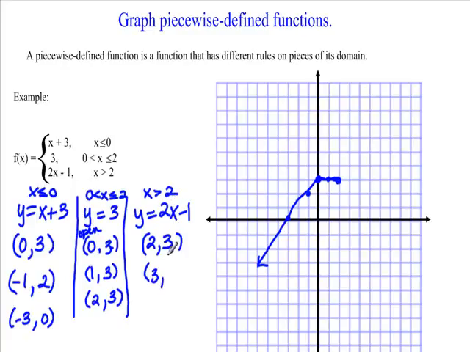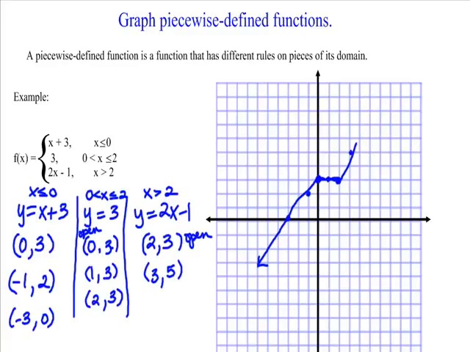So here I would have an open circle at (2, 3) because it's not really including the 2 in the domain. But notice (2, 3) as an open circle would lie on top of that (2, 3) that's already closed from the last piece. So I'd have (2, 3) and then (3, 5). Okay, so that would be the graph of that piecewise defined function.